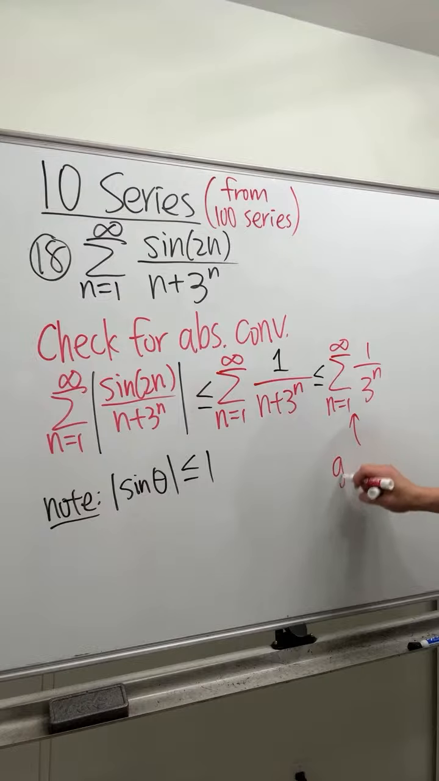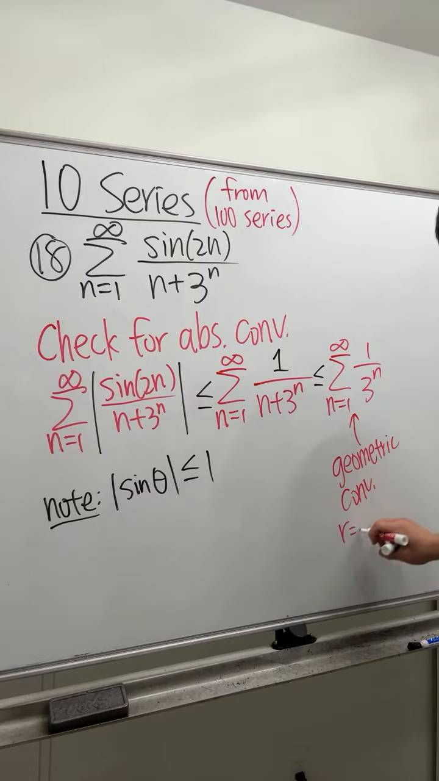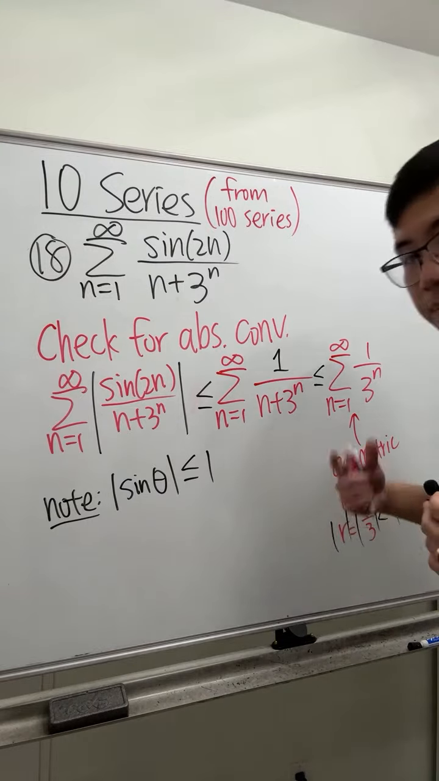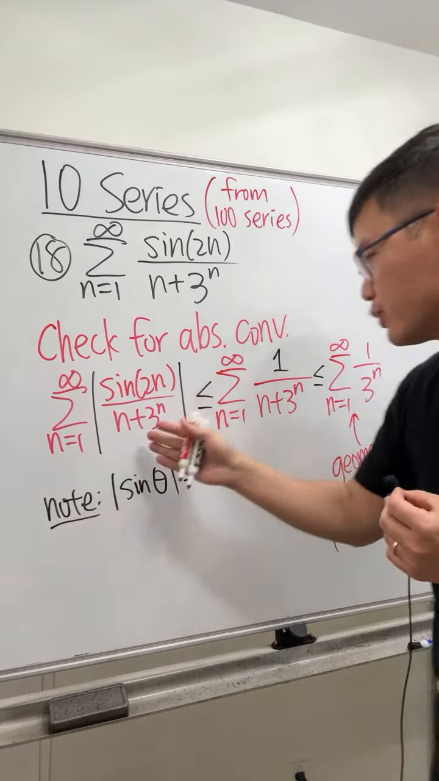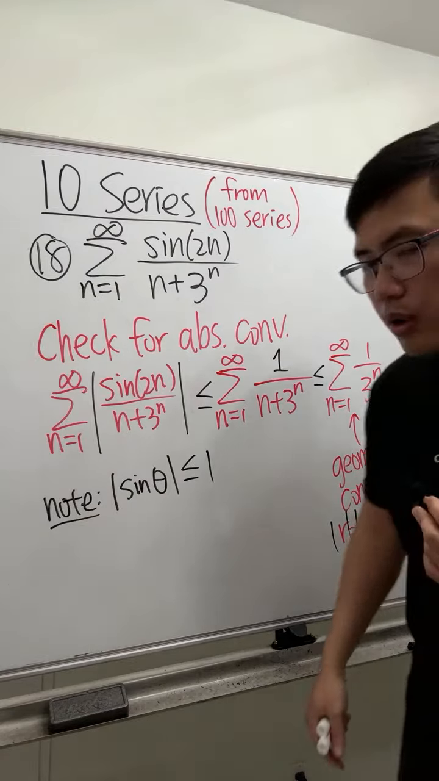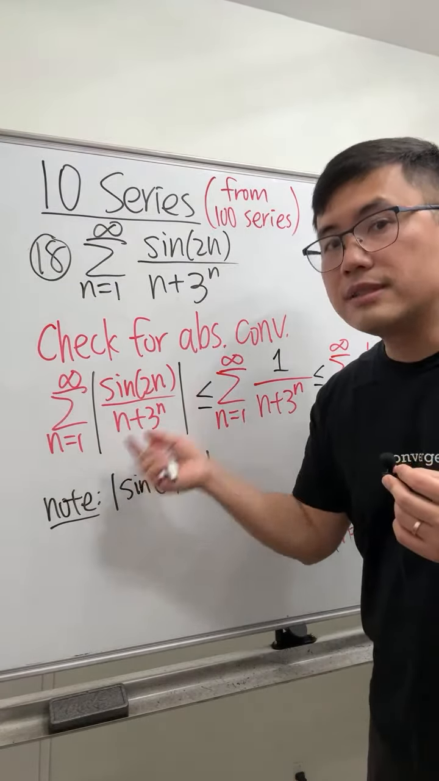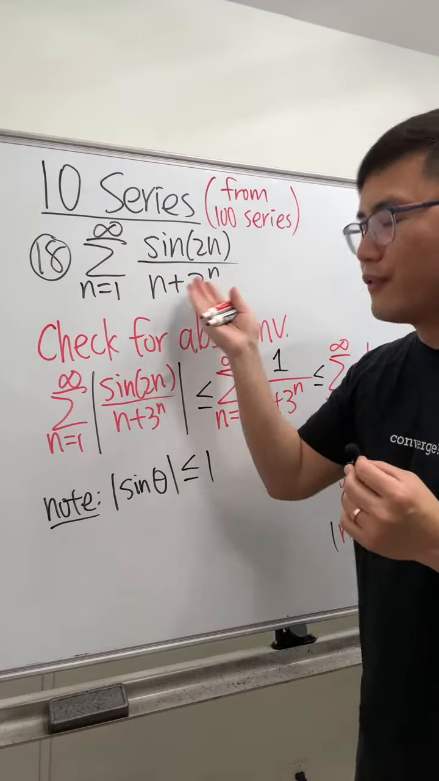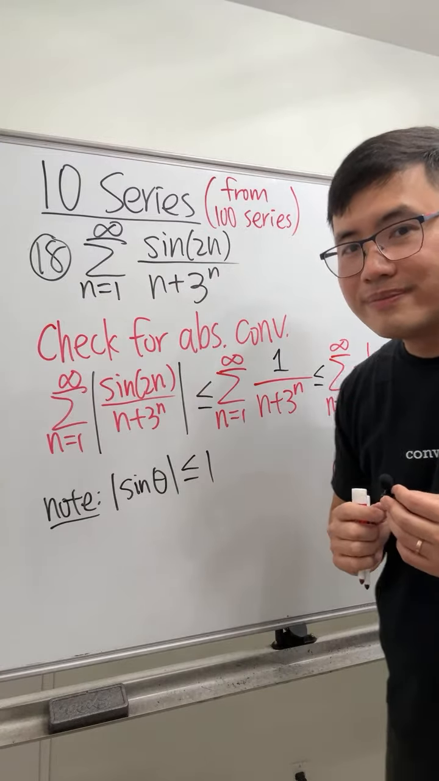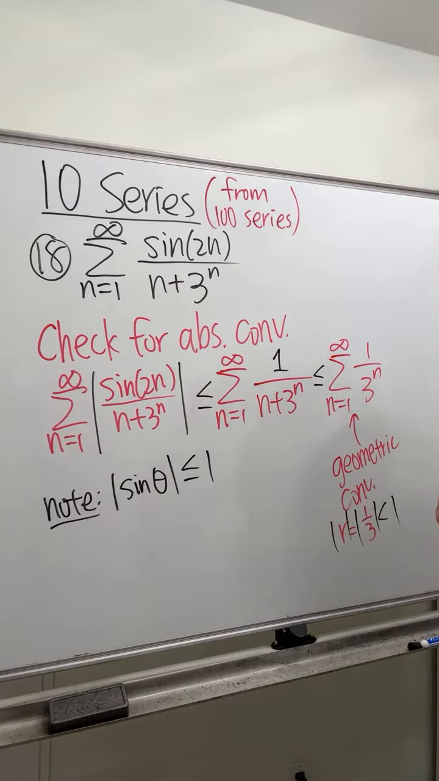This is geometric, right? And it actually converges because r is equal to 1/3. The absolute value of r is less than 1. And we can say that this right here also converges, right? Because we have this inequality already. So this right here converges. That means the original series converges absolutely. So of course, this one right here converges as well, right? So these right here are the first few steps and the idea.